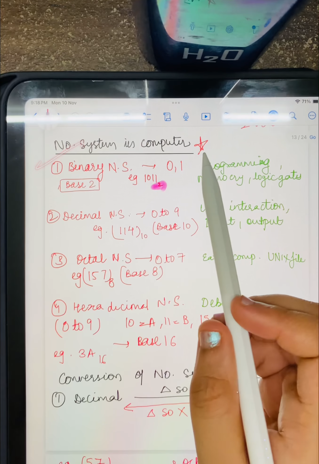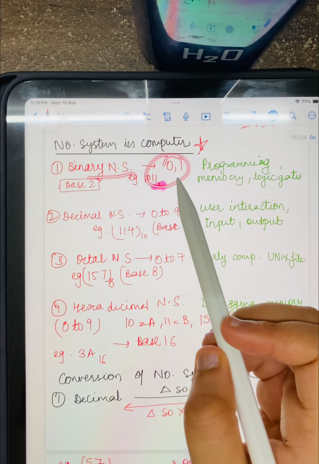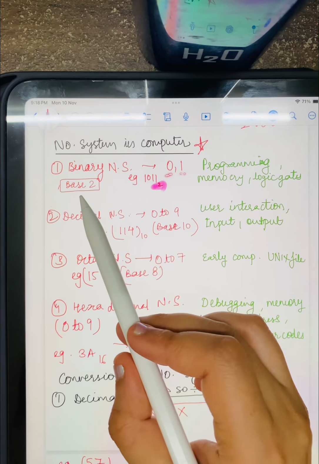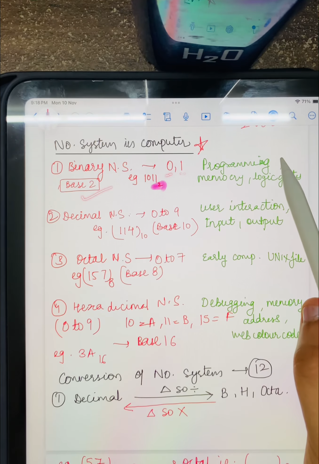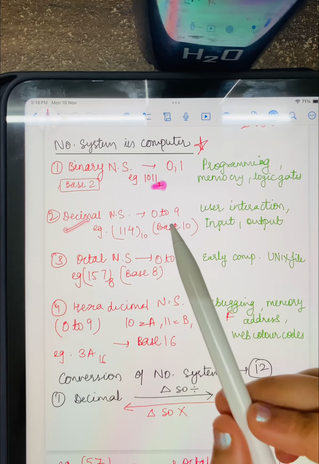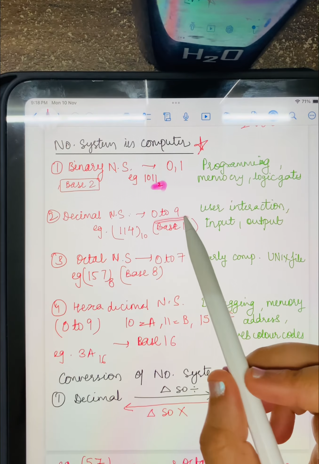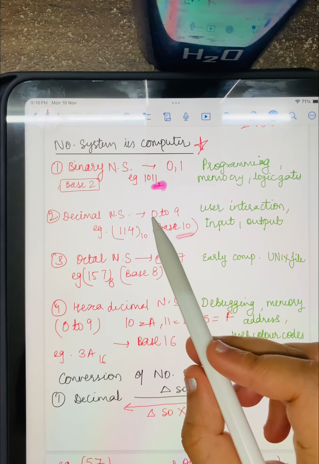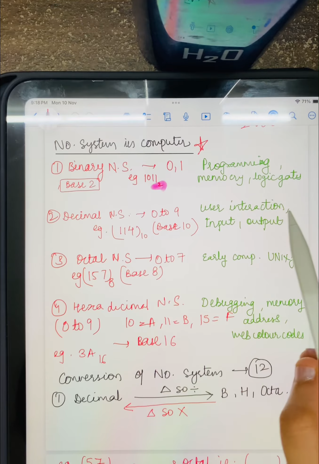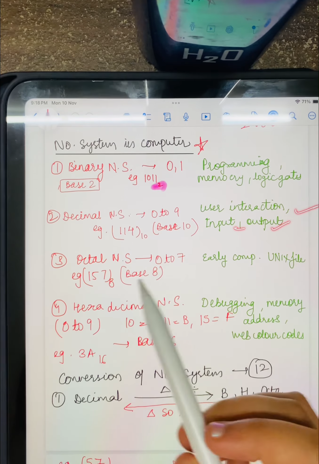Number systems in computer. The binary number system uses 0 and 1, so 2 digits, and its base is 2. It is used in programming, memory, logic gates. The decimal number system is from 0 to 9, so it has 10 digits and its base is 10. It is used in user interaction, input output.